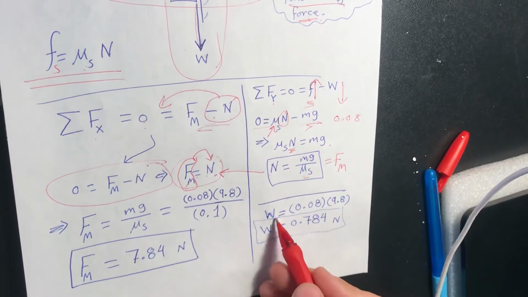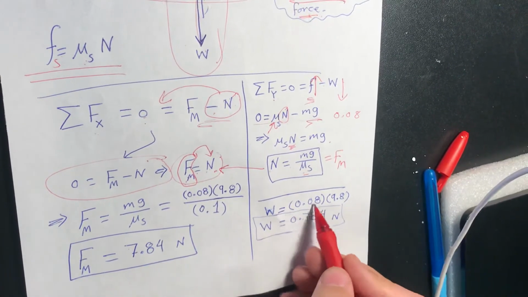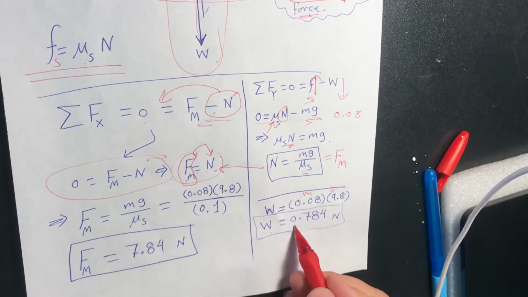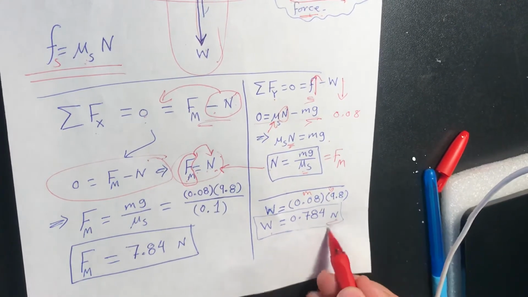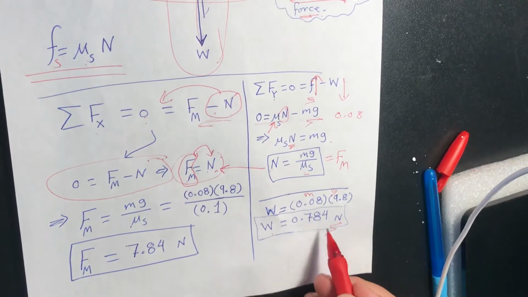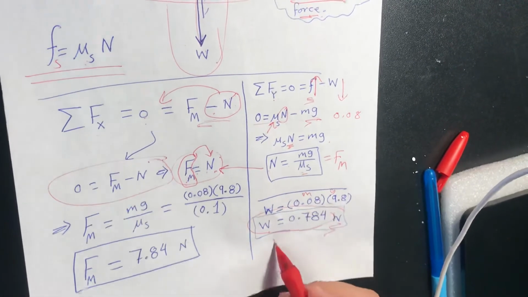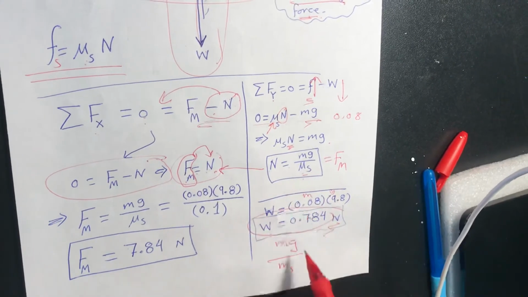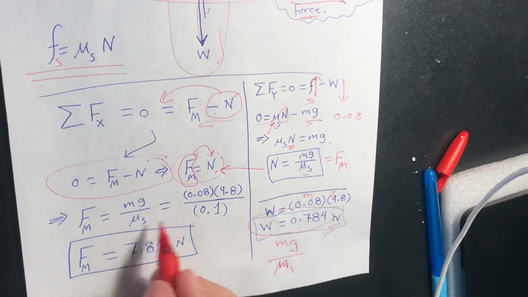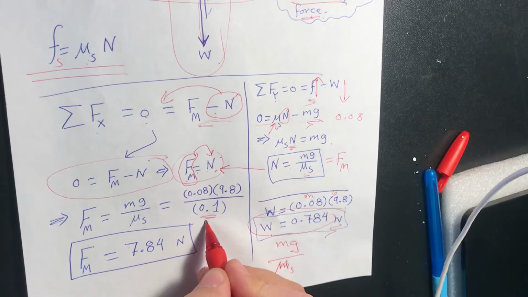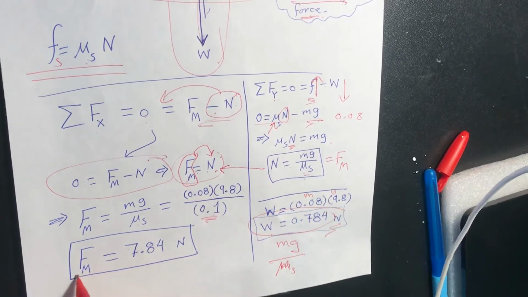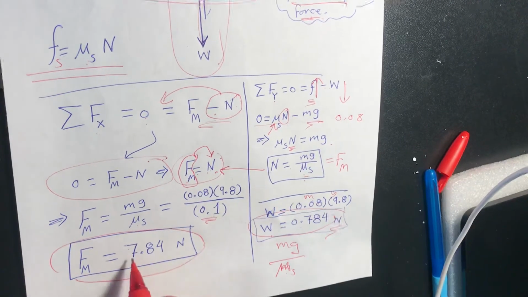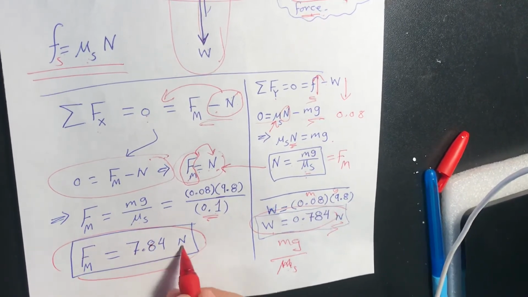Now, the weight, which is mg, is equal to m multiplied by g. And the weight is equal to 0.784 newtons. Okay, this is the weight, so mg over mu s, with mu s equal to 0.1. This will give us that F, the magnetic force, is equal to 7.84 newtons.